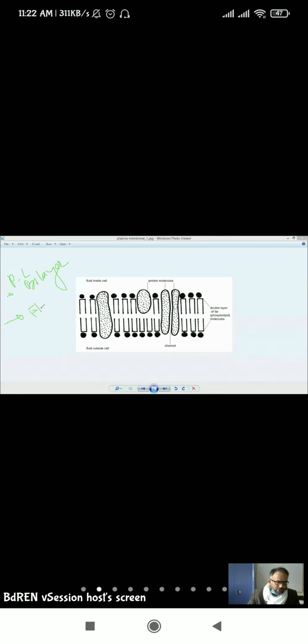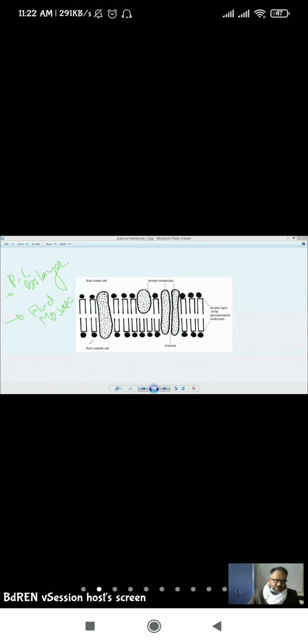You know fluid, liquid, and mosaic. Mosaic means arranged unevenly. If we give an example, a mosaic floor. Okay, you understand better than this. So one is the protein-lipid bilayer, and another one is the fluid mosaic.